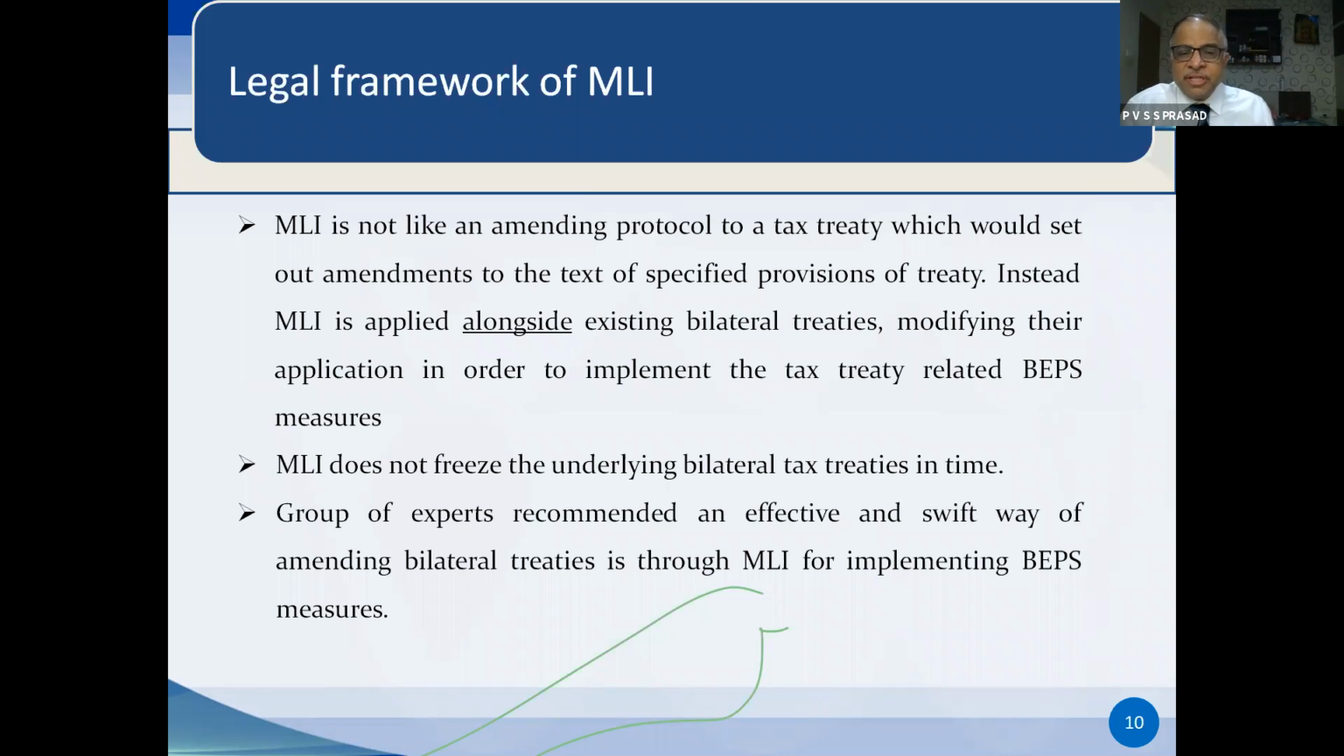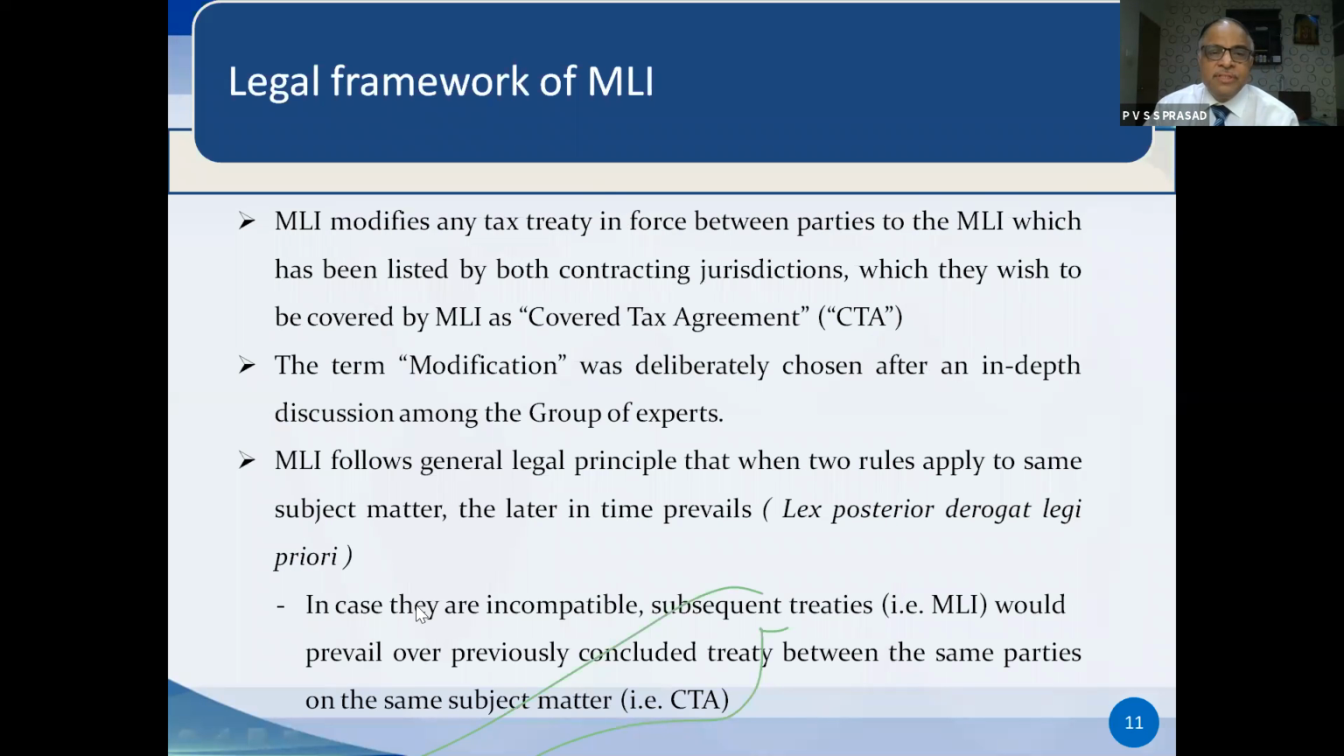And the group of experts recommended that an effective and swift way is to go through MLI so that you can bring these amendments very fast. MLI modifies any tax treaty in force between the parties to MLI which has been listed by both contracting states. Suppose both India and UK have to notify this treaty as a covered tax agreement from both sides. Then both have to make their options. If both options match, then a particular provision or article against which they have made the options will get modified. That is how it operates.